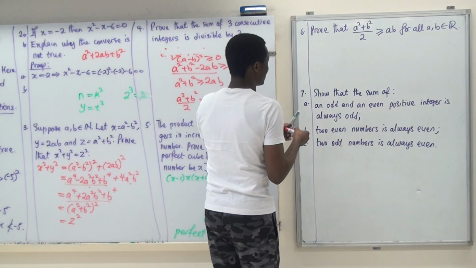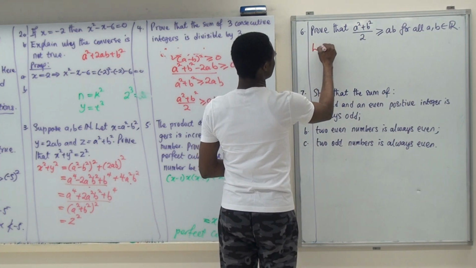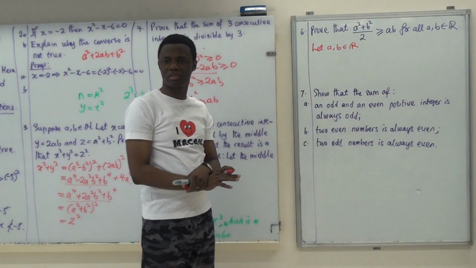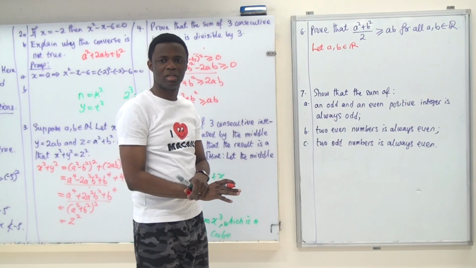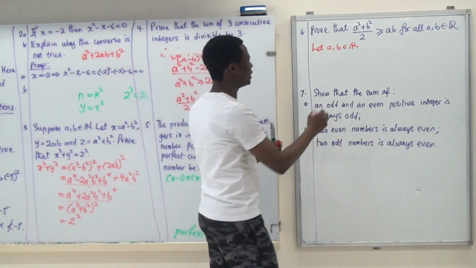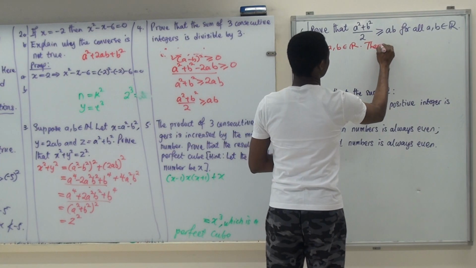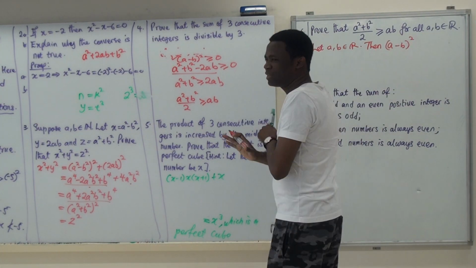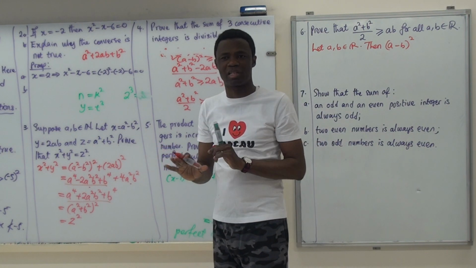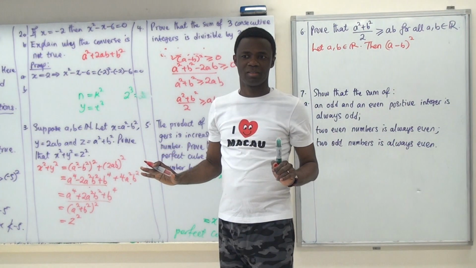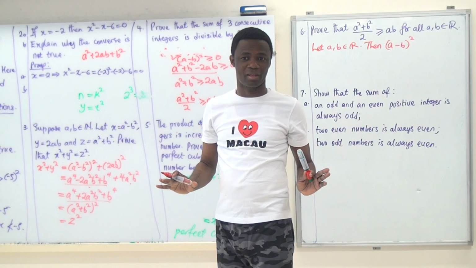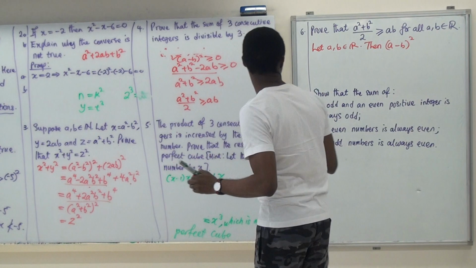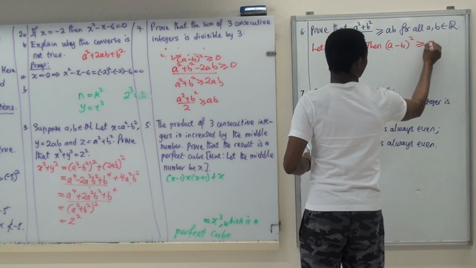So I will start by saying, let a, b be real, any two real numbers. Please pay attention, don't write anything. Let a, b be any two real numbers. Then (a minus b) all squared. Now, I've never indicated which one is greater, which one is less. I don't care. I've never ordered my a. So I don't know if a is greater than b or the other way around or they are equal. I don't care. That is why I can say this.